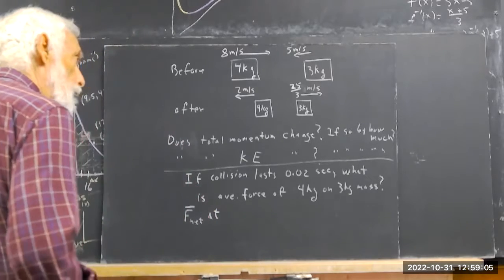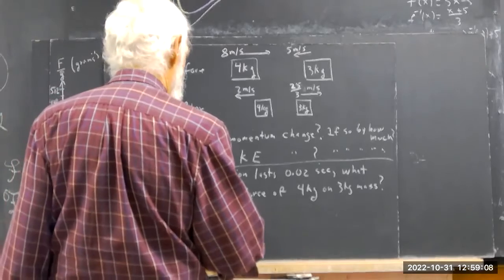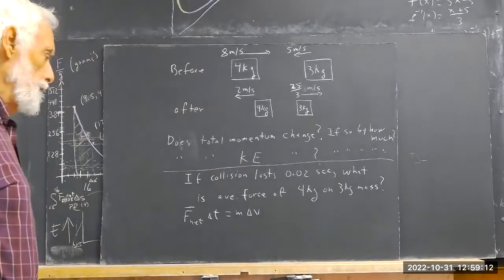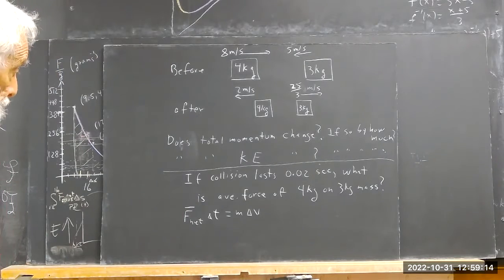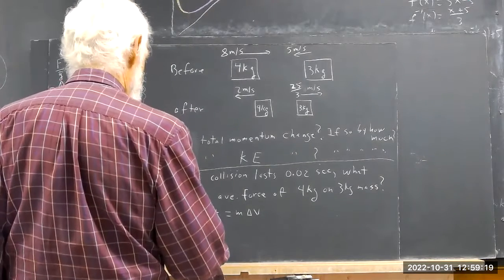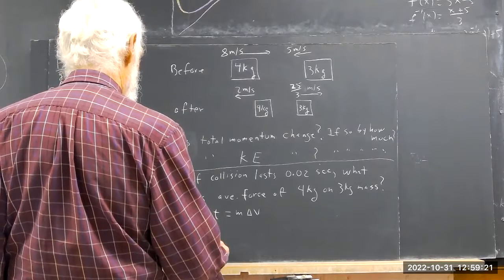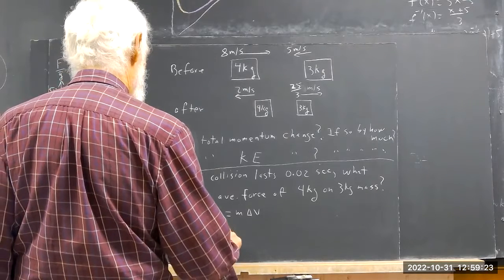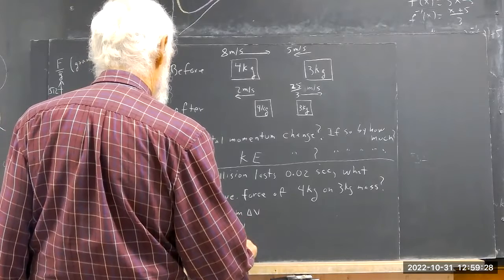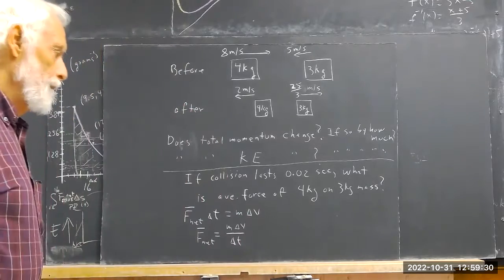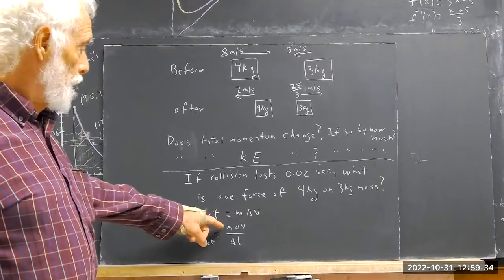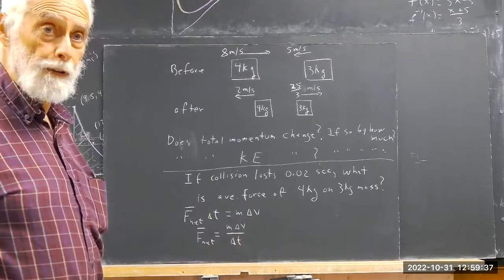I'll do F net bar delta T equals M delta V. What are you trying to find in that force? If you're going to use this to find the net force, well, you're going to need the mass, you're going to need delta V, and you're going to need delta T, right?